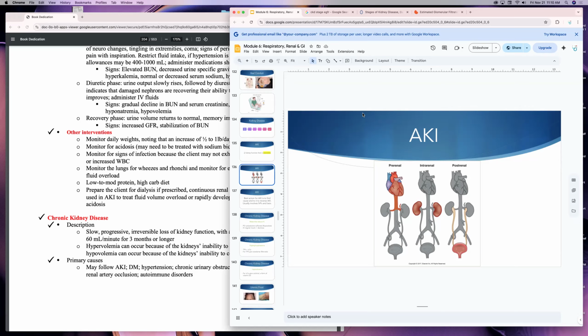But let's say we're taking care of a septic patient with a low blood pressure and we put the Foley in and they're not making any urine. That means they have poor urine output because of poor cardiac output, because the blood pressure's low, because they need more fluids.